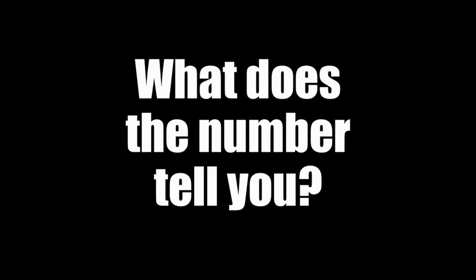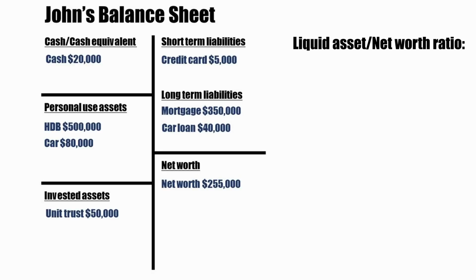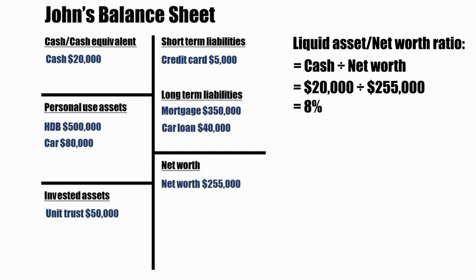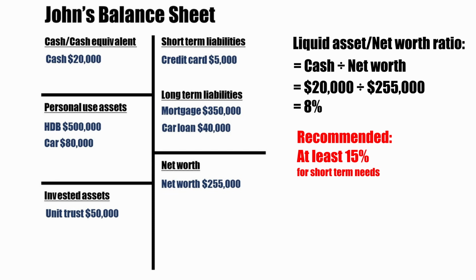And now that we have all this information, what does it even mean? This is where I'm going to introduce some of the financial ratios that you can use to calculate whether or not this is a healthy balance sheet. The first financial ratio that we are looking at is the liquid asset to net worth ratio. This can be calculated by using your cash and cash equivalent divided by your total net worth. So in John's example, we will take $20,000 of his cash and cash equivalent and divide it by his net worth of $255,000. It is recommended that you have at least 15% of your cash and cash equivalent to meet your short-term financial needs. In this example, we can see that John only has 8%. So one way to fix this is for John to save up more money and put it in his cash and cash equivalent.